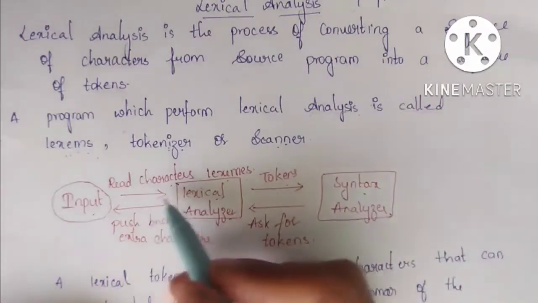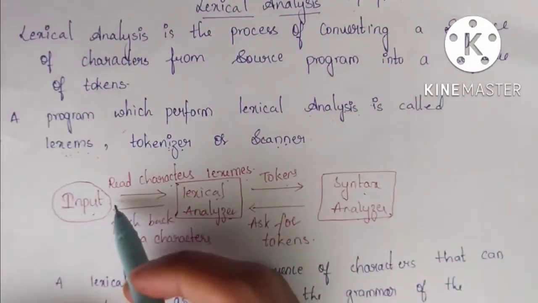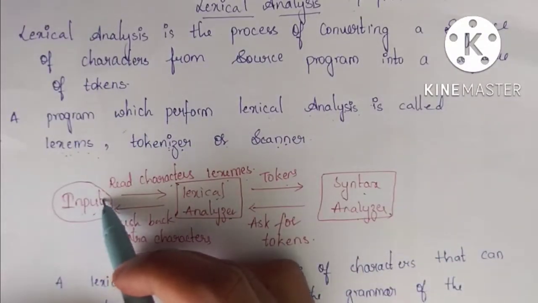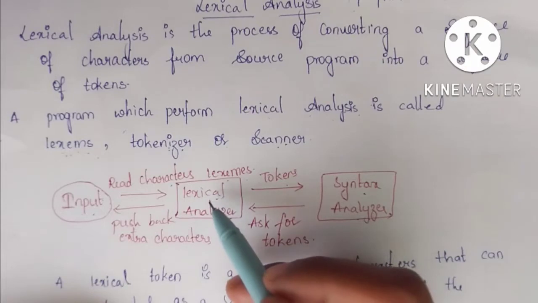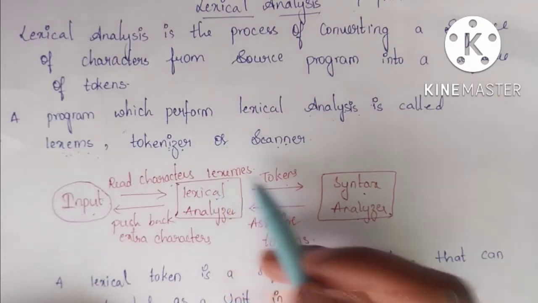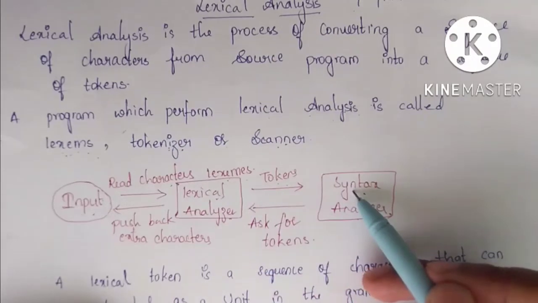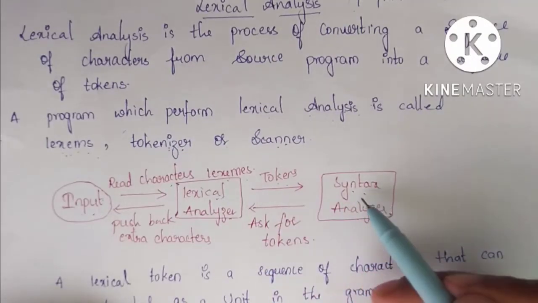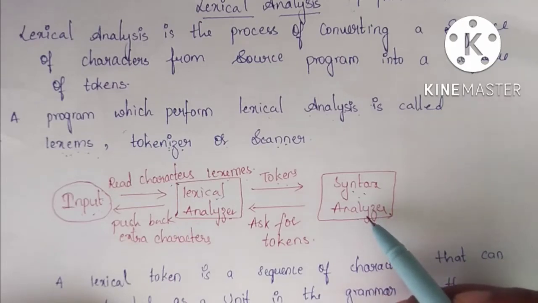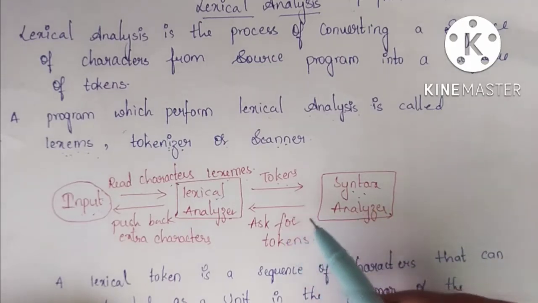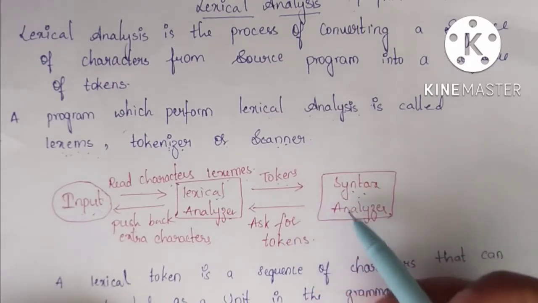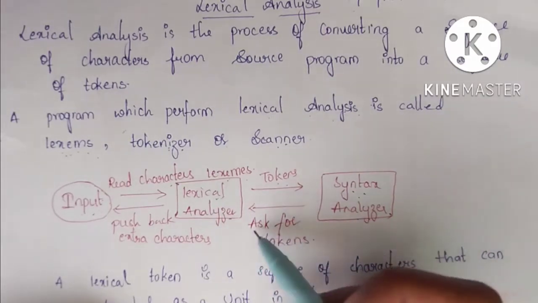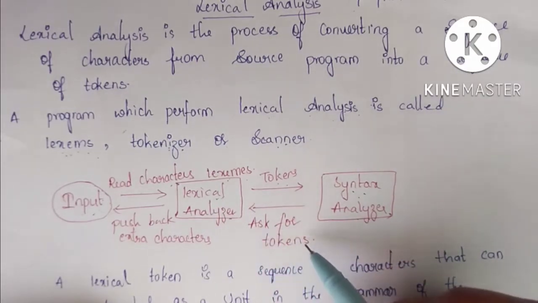This is the flow of how the process works. We take the input from the source program, read the characters in the input string, then give them to the lexical analyzer. The lexical analyzer generates the lexemes as tokens and gives them to the syntax analyzer, the second phase of compilation. What will the syntax analyzer do? Whenever tokens are lost or duplicated, or for any other reasons, the syntax analyzer will ask the lexical analyzer for those tokens.